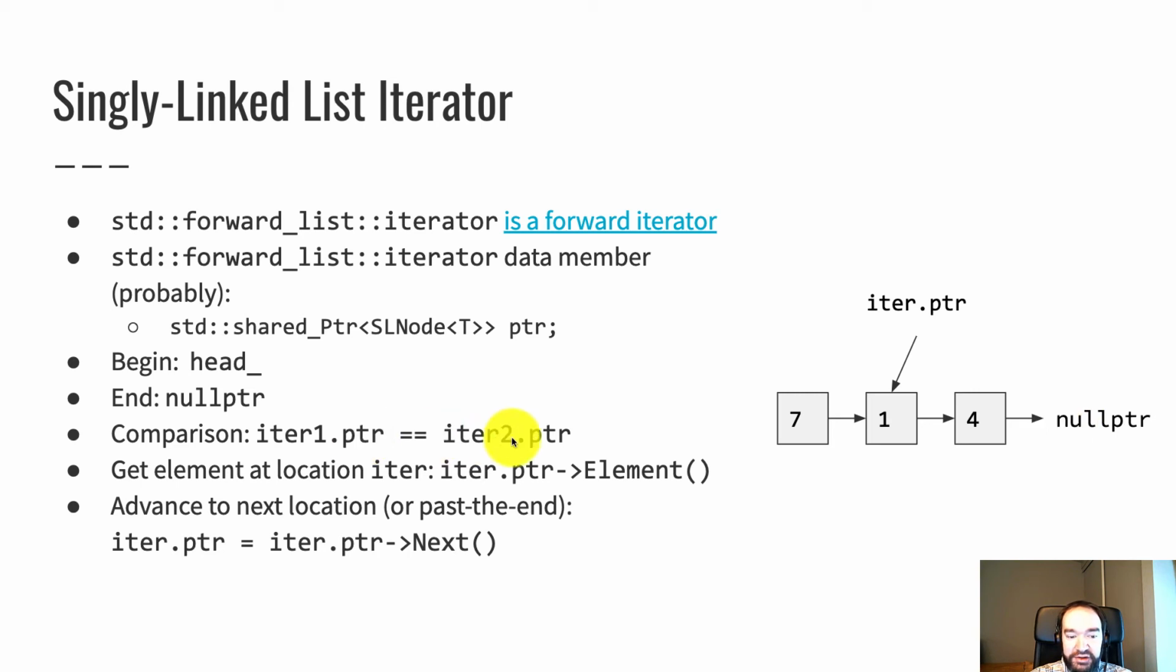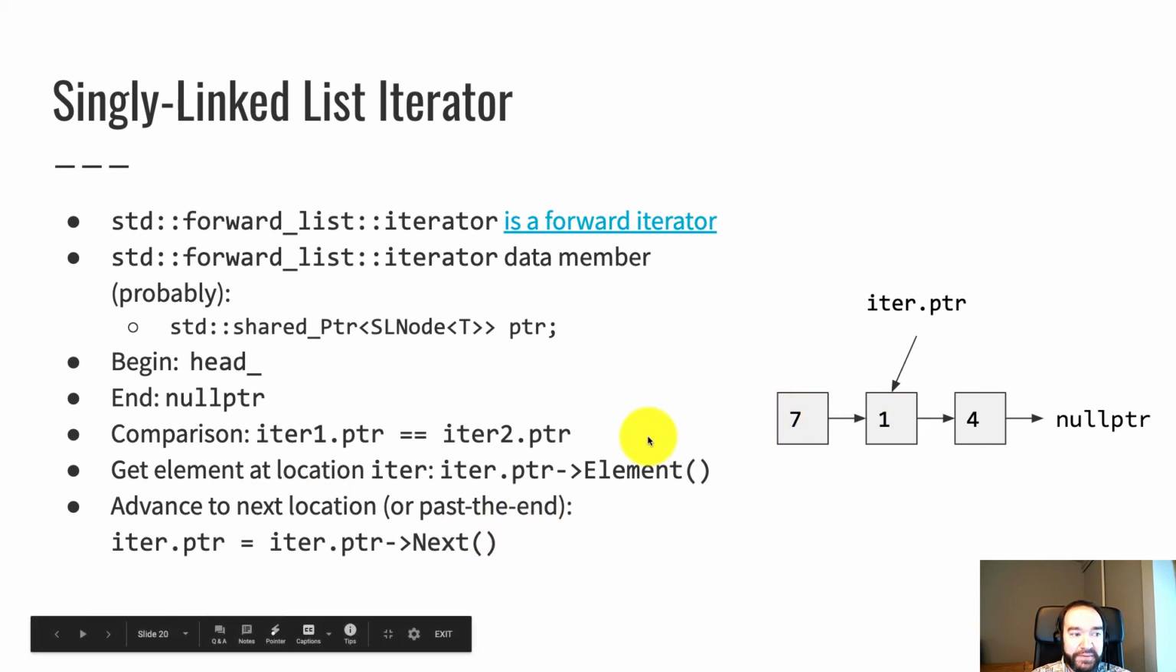Comparison works between two iterators just by comparing their pointers to see if they point to the same node object. In order to dereference an iterator to get its element, you follow the pointer to a node and then call the element accessor function to get the element out. And to advance to the next location or past the end, you follow the next pointer.